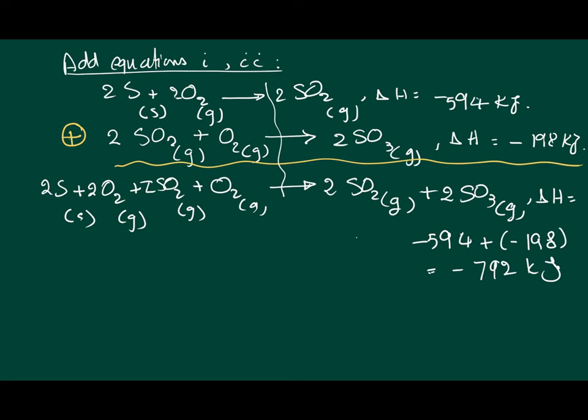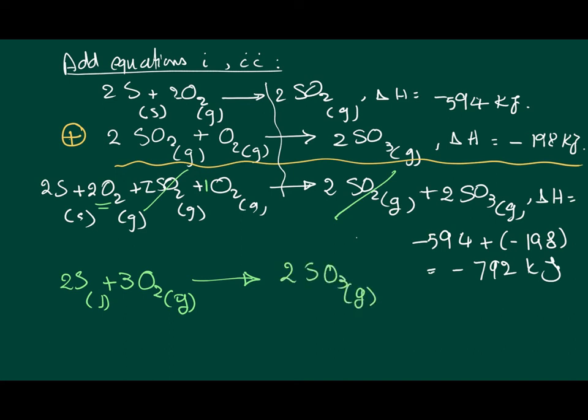Then what you need to do is to cancel out repetitive molecules if you need to make any addition or subtraction. Here 2SO2 will be cancelled with 2SO2. So I have here 2S plus 2O2 plus 1O2 equals 3O2, gives 2SO3. And copy the value of delta H. This will be our final equation. Sometimes you are asked to draw a diagram. You will see that in the next slide.